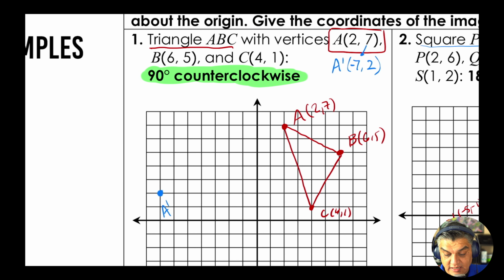And I'm rotating it 90 degrees, so that means counterclockwise, so that means I'm going over here, so that means my new triangle should be in here, because I'm only going 90 degrees. So I did my A. My A was -7, 2.